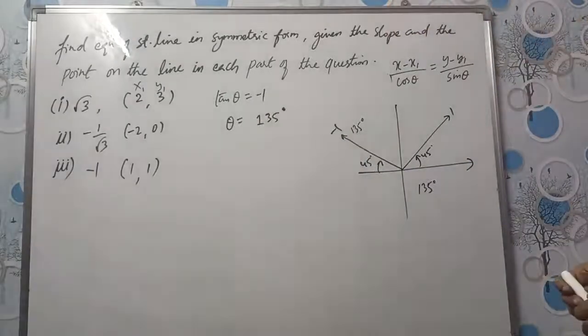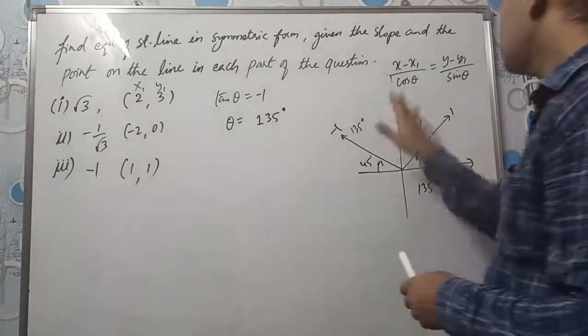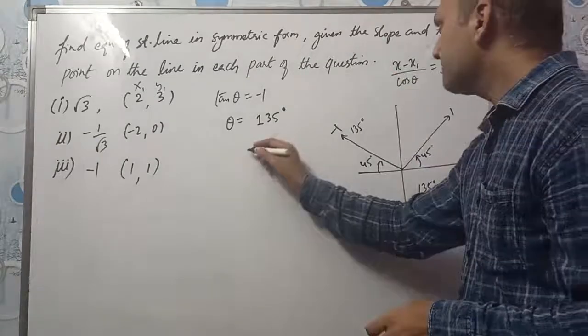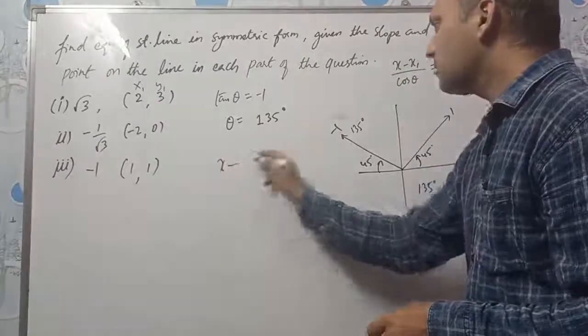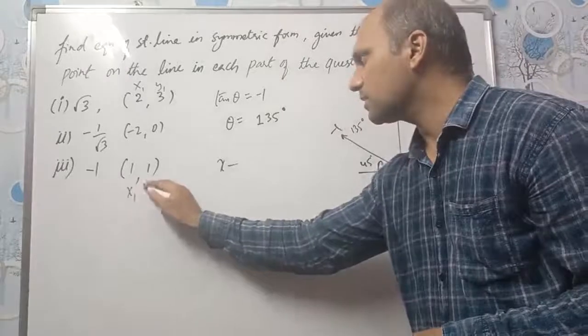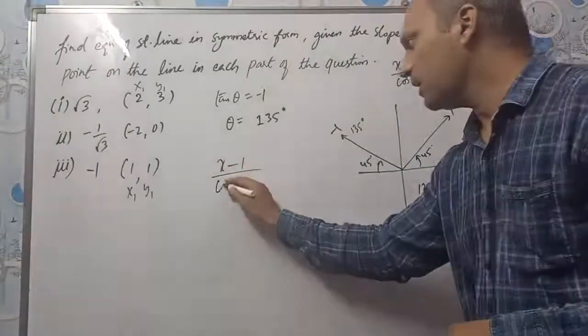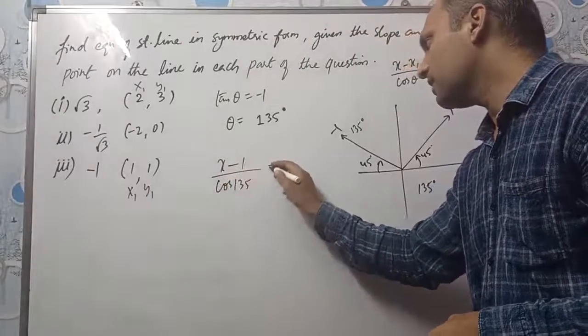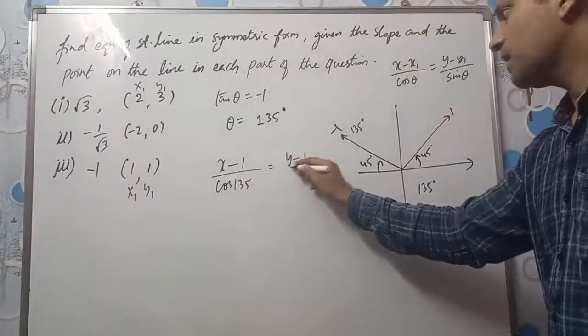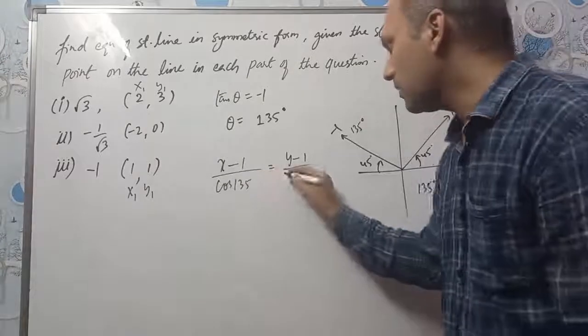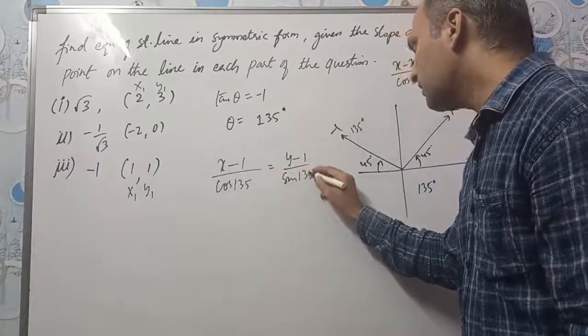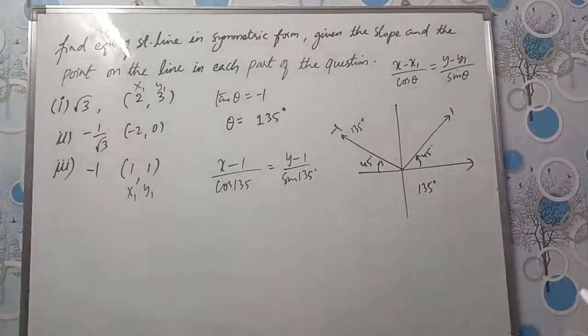Alright. Now, third bit: x minus x1, this is x1, this is y1. (x minus x1) divided by cos 135 is equal to (y minus y1), because y1 is also 1, divided by sin 135. This is the symmetric form. Now how should we write 135 in terms of pi?